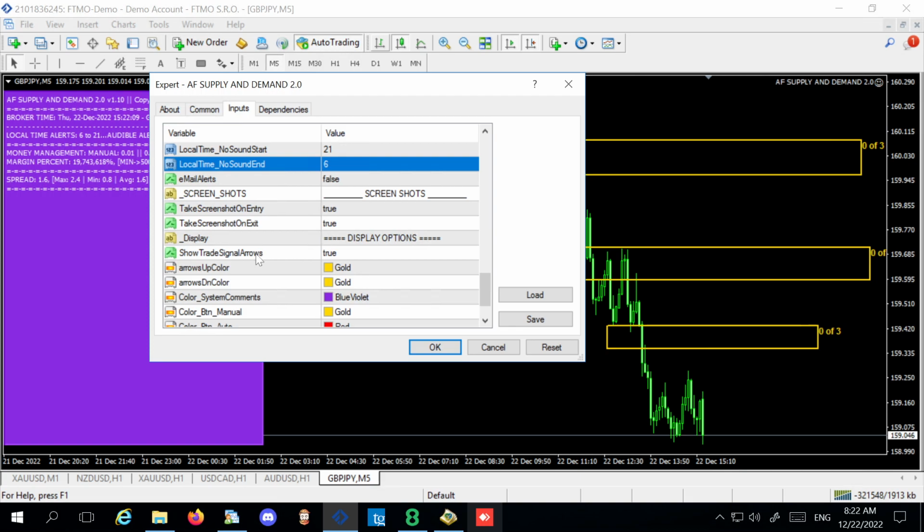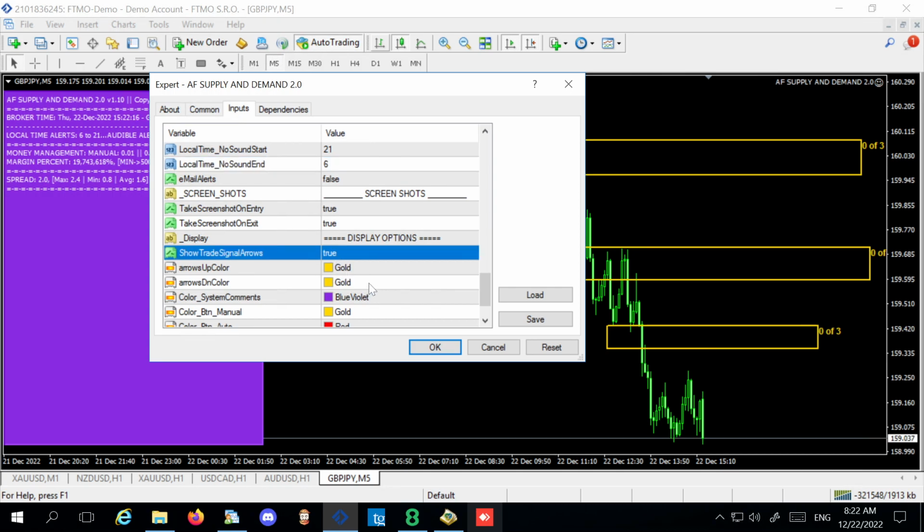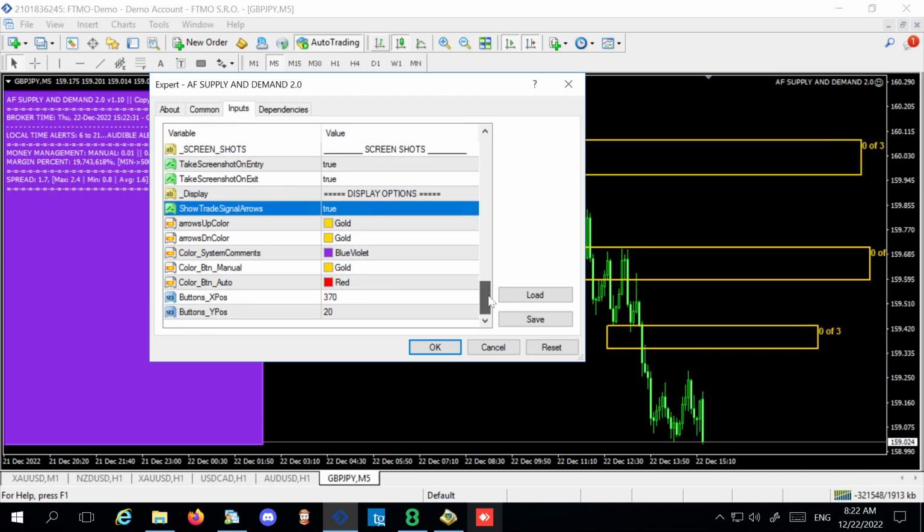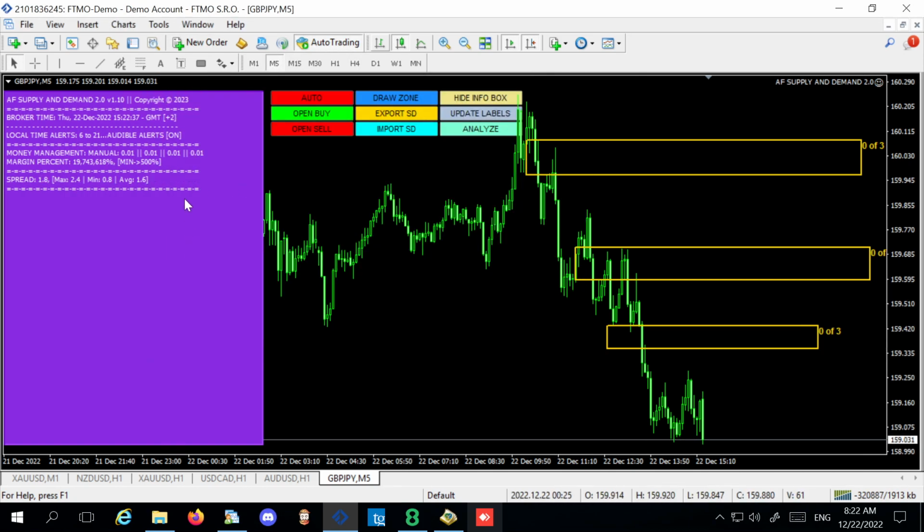Stopping disputes. Going down to display options, you've got trade signal arrows. Very important feature as well. You'll see different colors of arrows. Depending on when we get the sell or the buy: we get a sell, you'll see an arrow above it; we get a buy, you get an arrow below it. System comments here on the left-hand side are set to our original AFSD purple, or blue violet in that case, and we'll just go over here, cancel this now, and explain this.